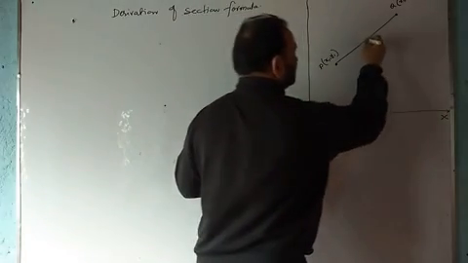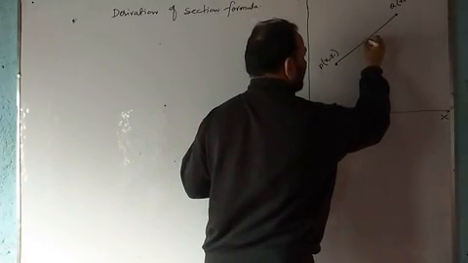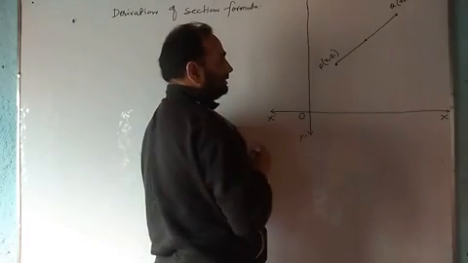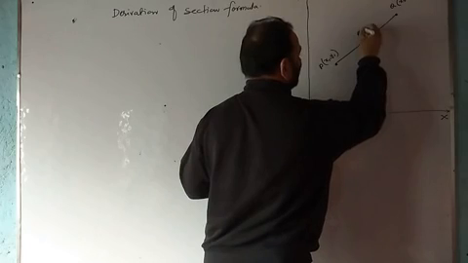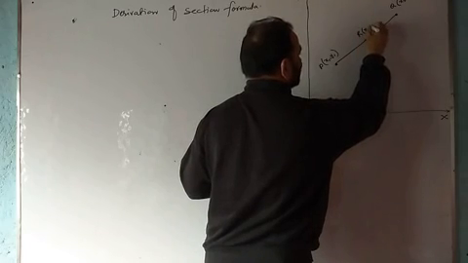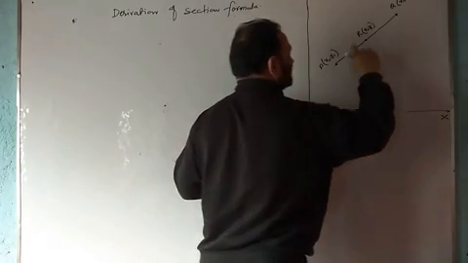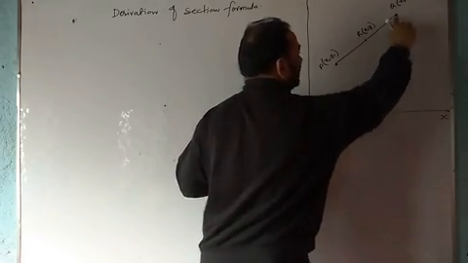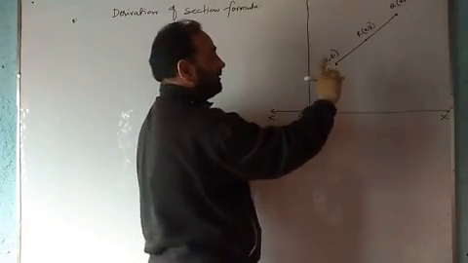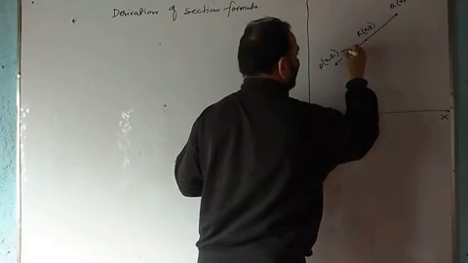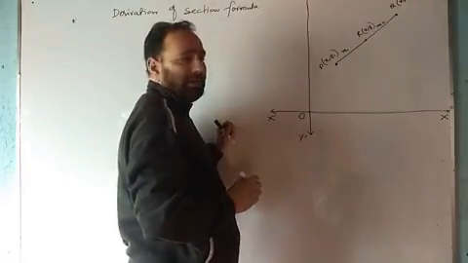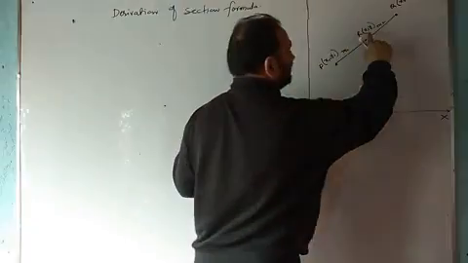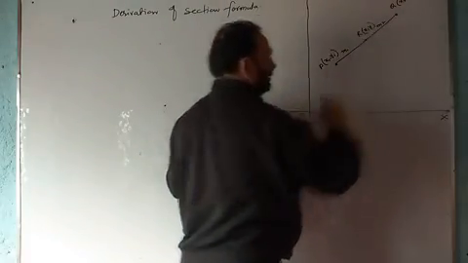it is intersected, rather divided, by some other point. Let's name it R. Its coordinates are x comma y. This R divides PQ, the join of PQ, in the ratio of M1 is to M2. We have to find the coordinates x and y.